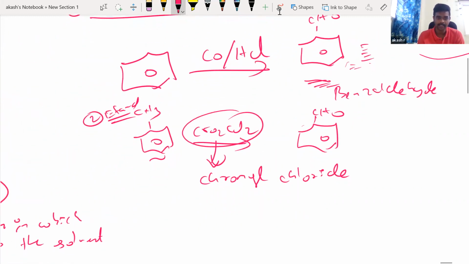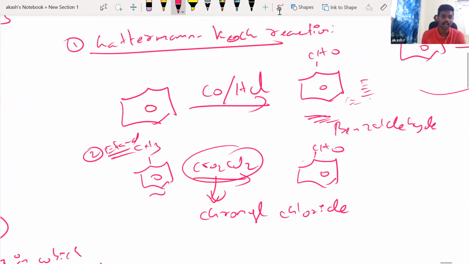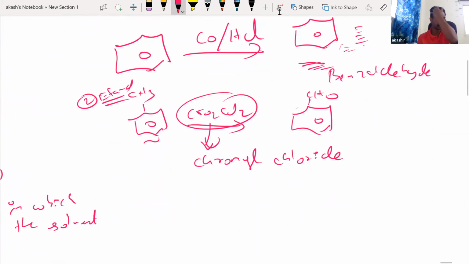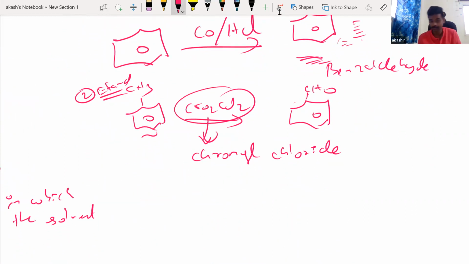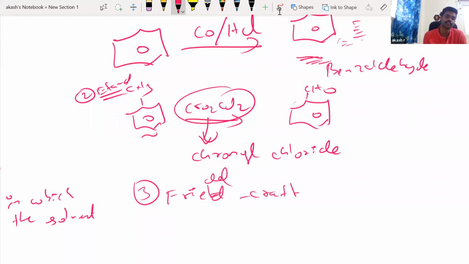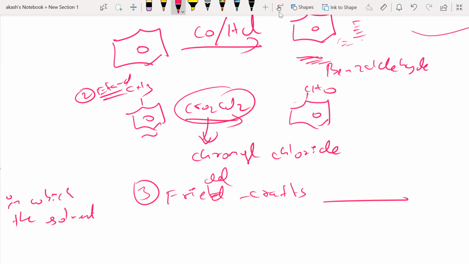So two reactions for benzaldehyde preparation we saw. Let us see how to produce ketones. There is only one simple reaction, people. That is your Friedel-Crafts. Friedel-Crafts dash what? Alkylation. Acylation. Yes.